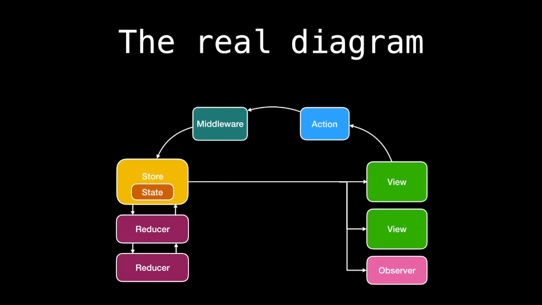Views, observers. Notice that this architecture does not tell you how to structure your UI, because this is not an architecture for UI. As I said, this is not MVVM. You can have an MVVM application, you can have MVC, MVVM plus coordinators. It doesn't matter, really. It's just a data layer, right?